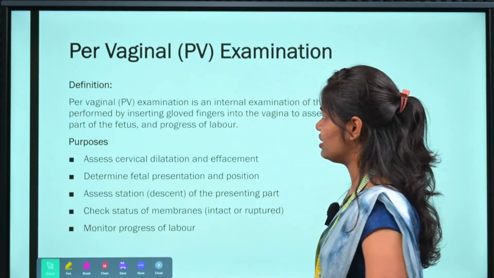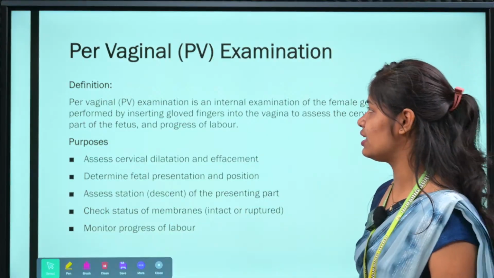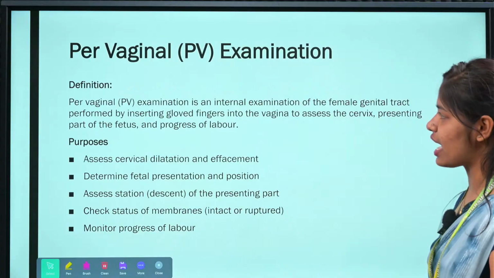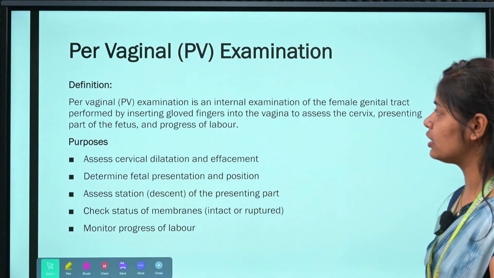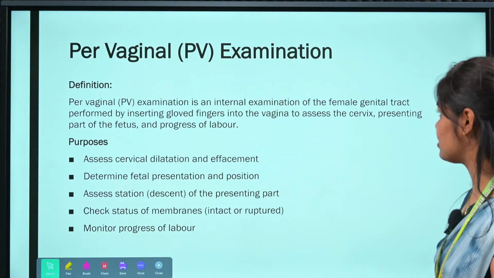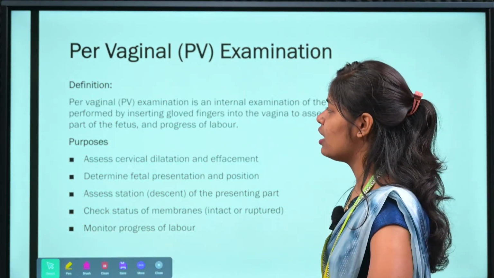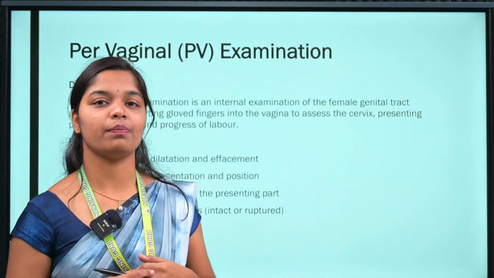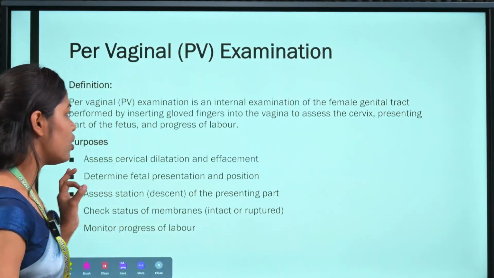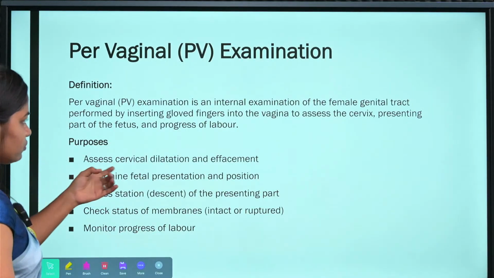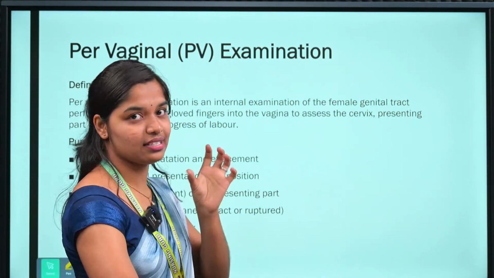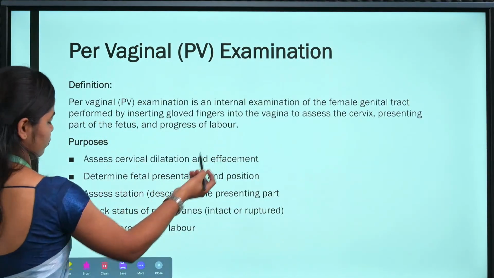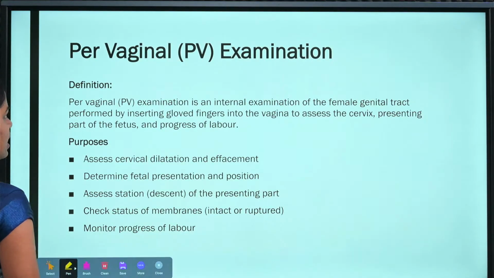Next, per-vaginal examination. The per-vaginal examination is an internal examination of the female genital tract performed by inserting a gloved finger into the vagina to assess the cervix, the presenting part of the fetus, and the progress of labor, and to assess any complications. We assess the dilatation, the presenting part and the progress of labor by per-vaginal examination.